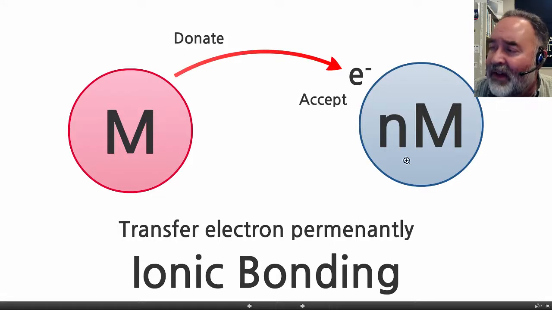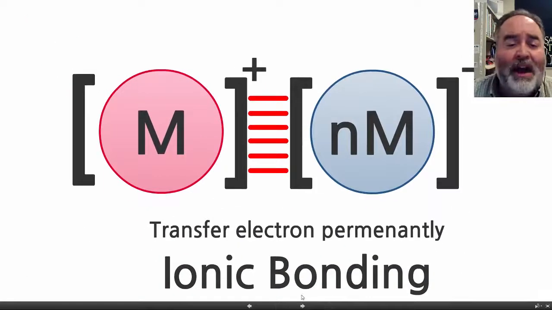Positive ion, negative ion, positive and negative attract. These two are now stuck together by virtue that this is a positive charge, this is a negative charge. It's called ionic bonding. We have a metal ion positive, a nonmetal ion negative. They bond together permanently in ionic bonding. Here's the image of these brackets. A positive metal ion, a negative nonmetal, positive and negative attract. They get as close as they can possibly get until they touch their electrons, and then they're stuck. There's no pulling them apart unless you crack them, okay? Ionic bonding. This is our third type.